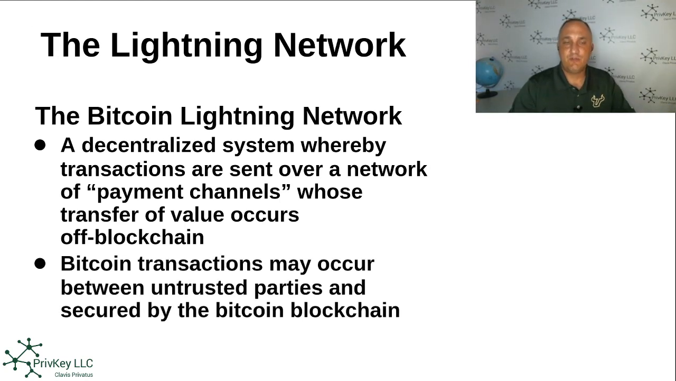The Bitcoin transaction may also occur between untrusted parties and be secured by the Bitcoin blockchain. What happens is you're using the same security structure of the Bitcoin blockchain, but you're transferring these messages through a routing network of participants. So you're not on chain, but it's still using the same security of Bitcoin, the same protocols that we use to secure transactions between governments or banks or financial institutions. Same idea here.